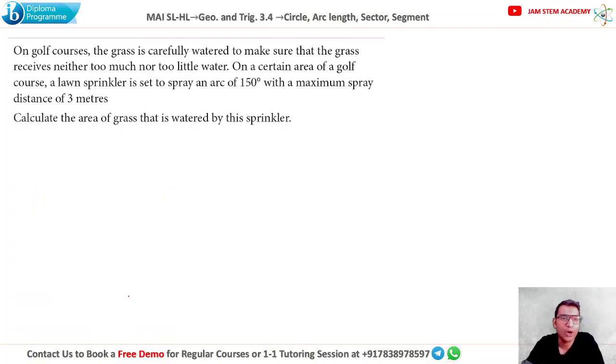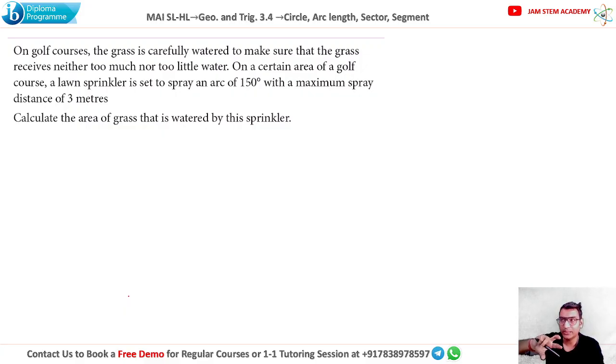One more question. On a golf course, the grass is carefully watered to make sure that the grass receives neither too much nor too little water. On a certain area of a golf course, the lawn sprinkler is set to spray an arc length of 150 degrees with the maximum spray of 3 meters. Okay, so let's draw the graph first. Then we have to calculate the area of the grass that is watered by this sprinkler.